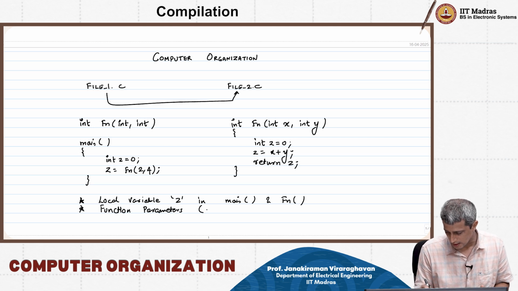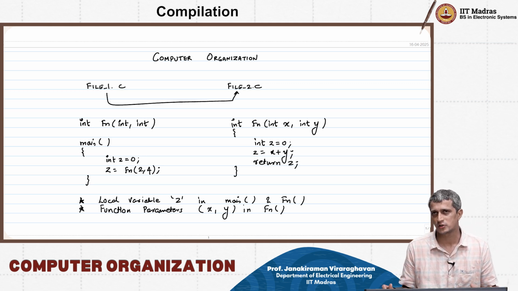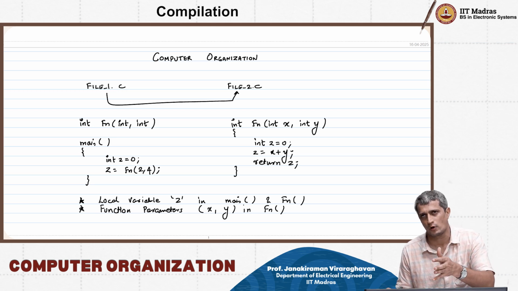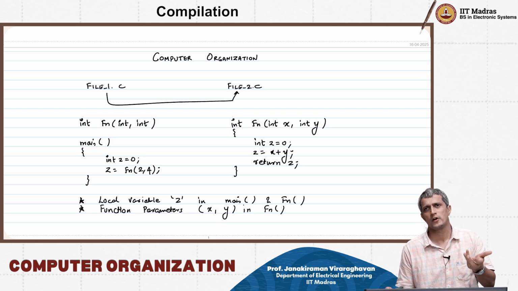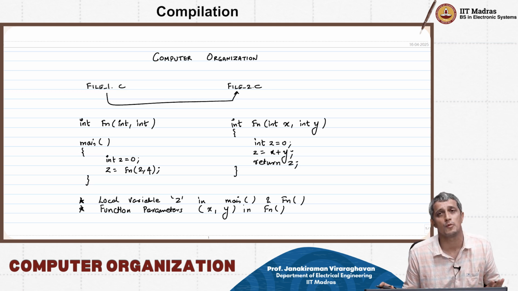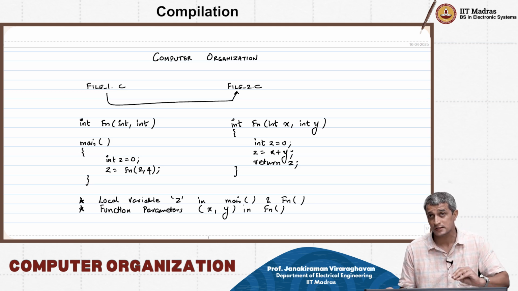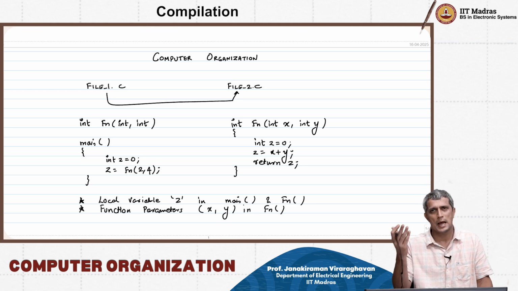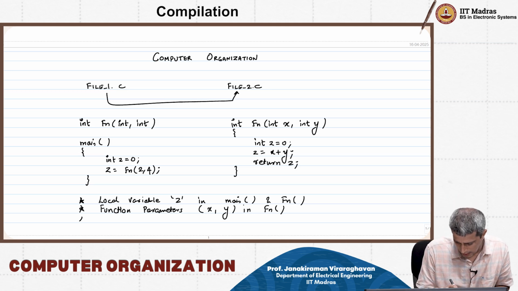What are they? It's basically the x and y in fn, right? So these are function parameters. Every time you call this function, you could call it with different parameter values. In this case, main is calling it as fn of 2, 4. I could always call it as fn of 3, 5, 3, 7, whatever it is, it doesn't matter. But these values are being passed from a calling function to that function and you're going to manipulate something with it. The third thing is they're the body of the function.